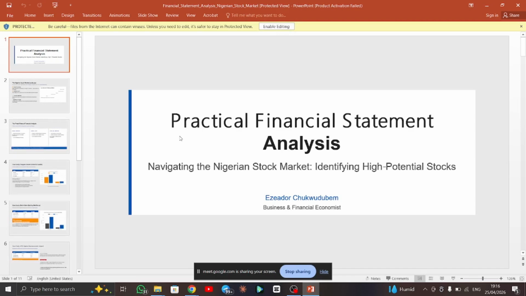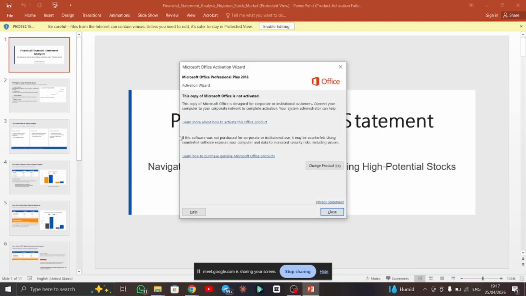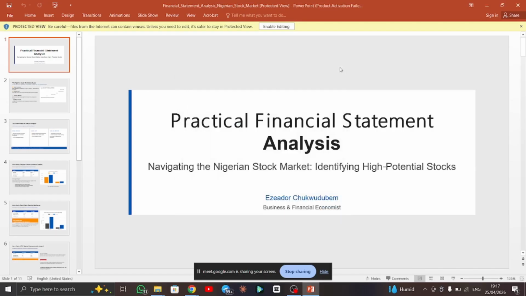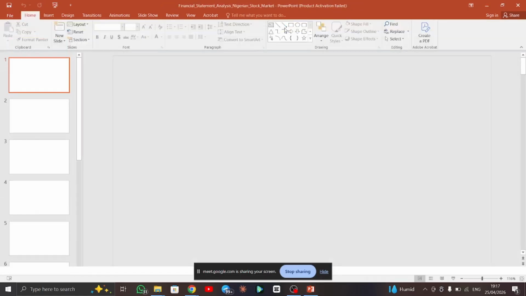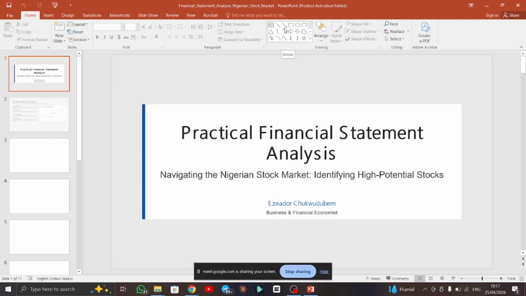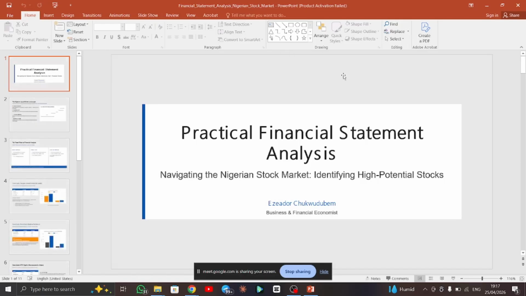So today we'll be looking at how to analyze the financial statements in the Nigerian stock market. This is just like a practical guide on how to navigate the Nigerian stock market and also how to identify high potential stocks.